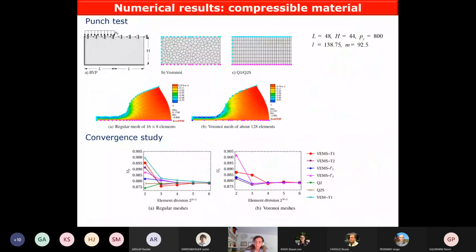The second example is a punch test, where a rectangular specimen undergoing a vertical load over half of the upper part is applied.